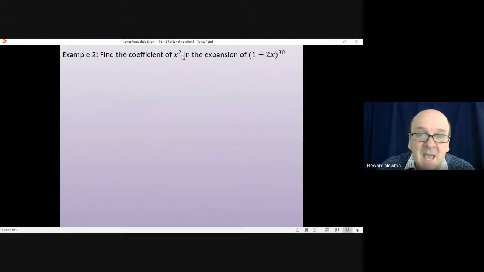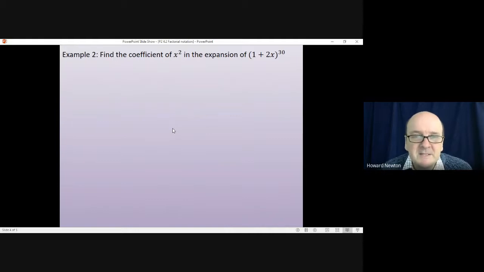And if it's the x squared term, then using nCr, we'll have 30, because we're multiplying out 30 brackets, C, and then 2, because it's the x squared term we're interested in. We're interested in taking the 2x from 2 of the brackets. That's the real reason for the 2. So the coefficient will just be 30 choose 2, 30C2. 30 because of the power, and 2 because we're taking x from 2 of the brackets.